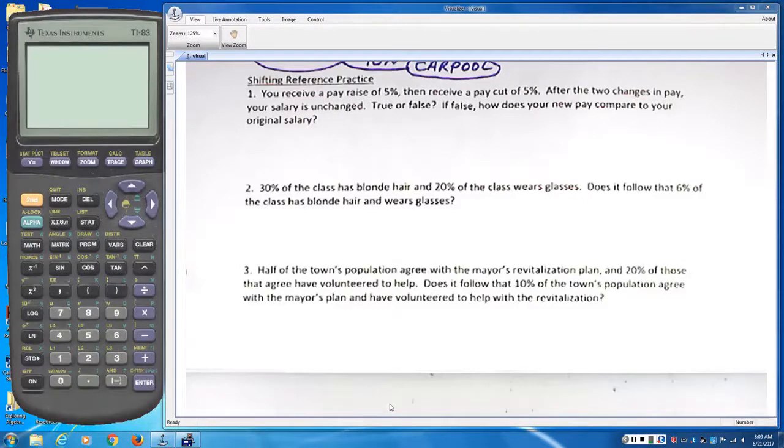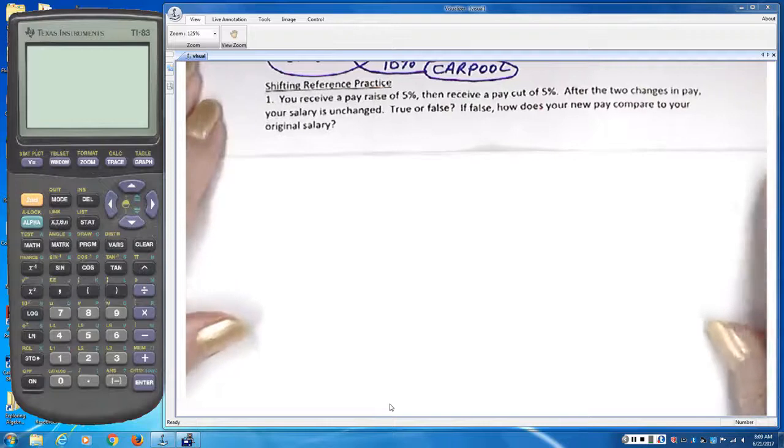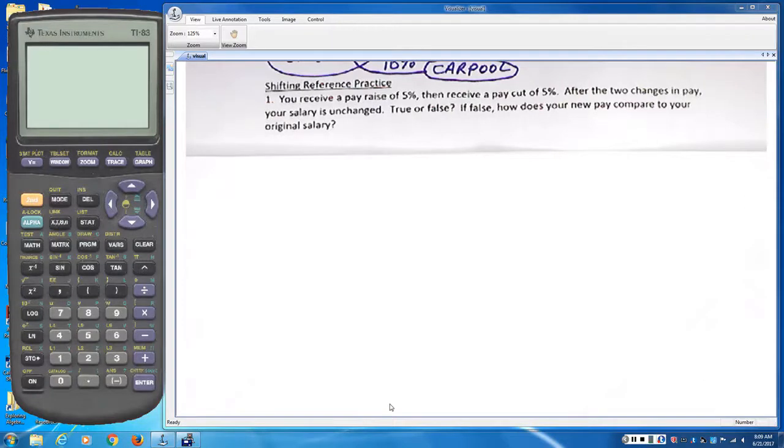So looking at the first one, it says you receive a pay raise of 5%, and then you receive a pay cut of 5%. And after those 2 changes in pay, your salary is unchanged. Is that true or false? And if it's false, how does your new pay compare to your original salary?